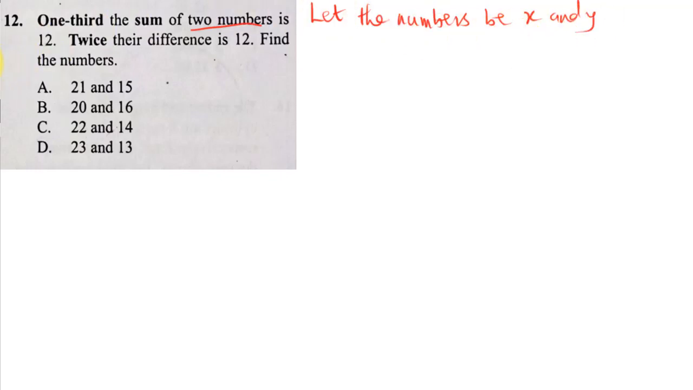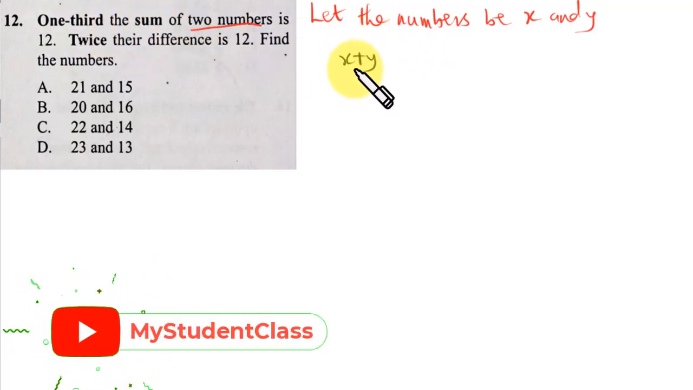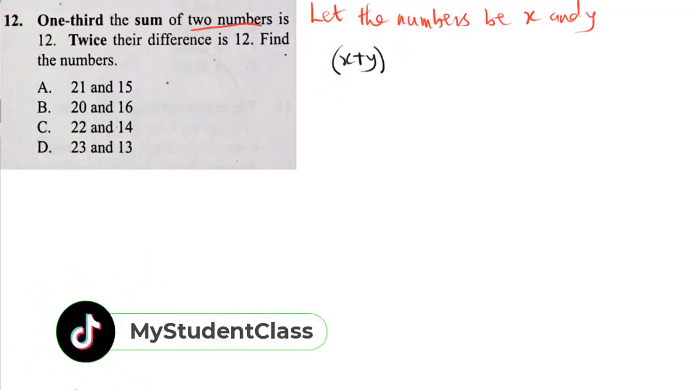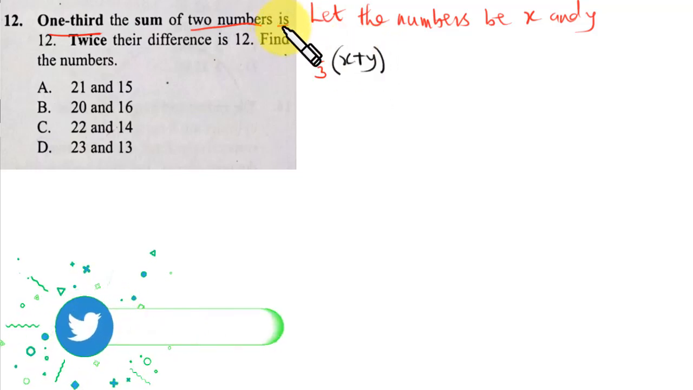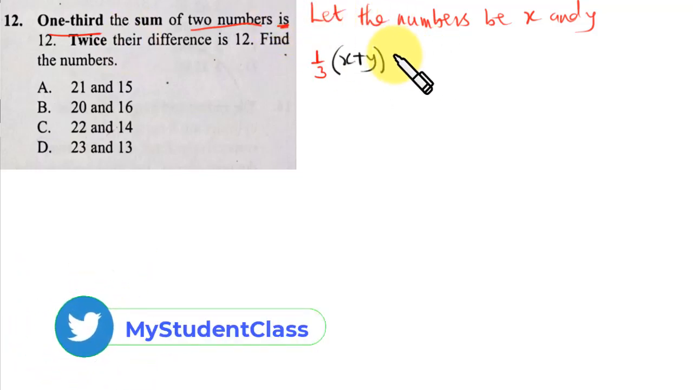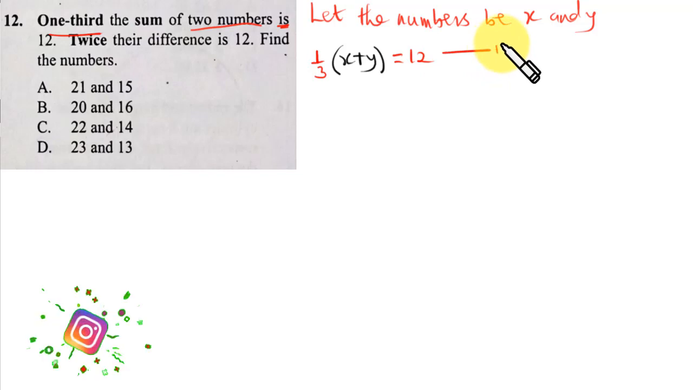So let us look at the question here. It says that 1/3. When we say 1/3, it means 1 out of 3. 1/3 of the sum. So first, let's look at the sum of these numbers. Sum means addition. So when we find the sum, the question says that 1/3 the sum of two numbers. So 1/3 of the sum. So 1/3 of this sum is equal to 12. So let's call this equation 1.